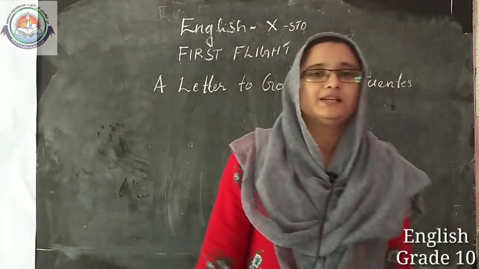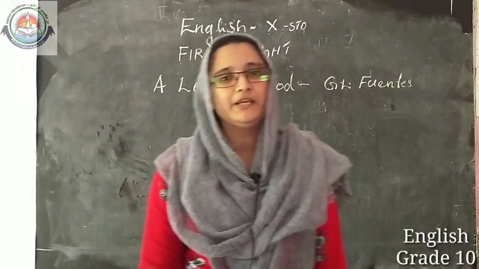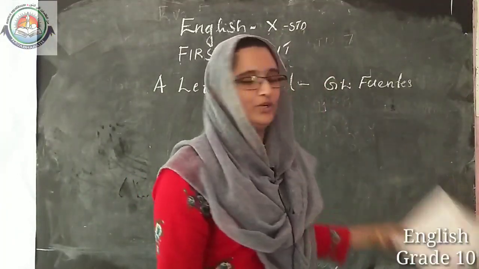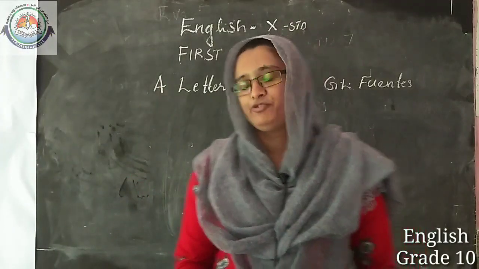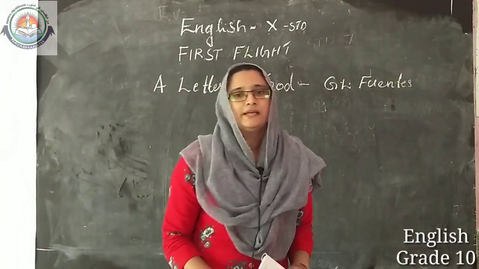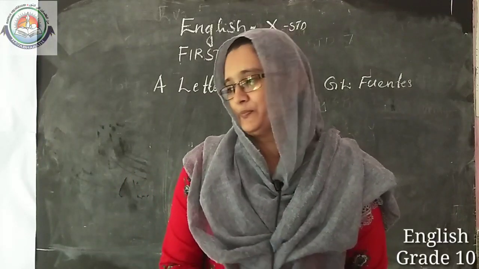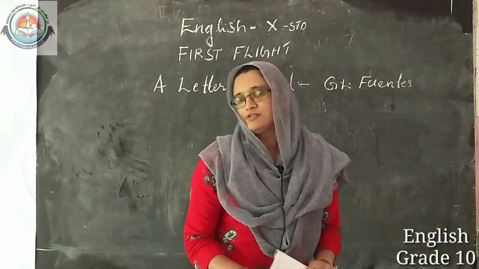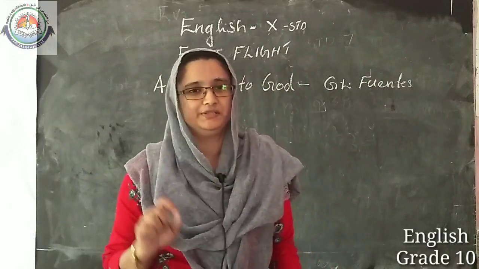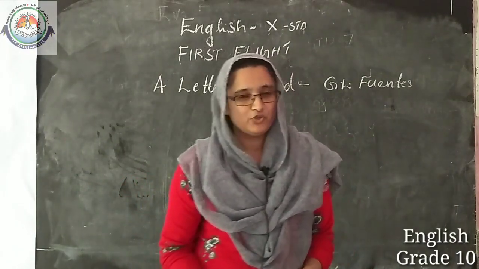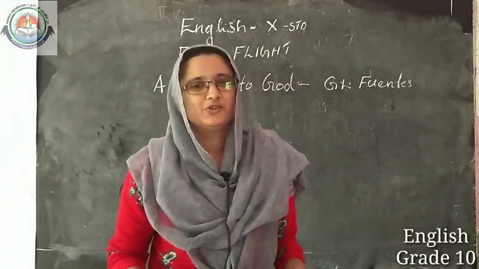Before entering into the lesson, let me give you some idea about the author. The name of the author, I told you, is G.L. Fuentes. His full name is Gregorio Lopez y Fuentes. He was a Mexican novelist, poet and a journalist also. He was one of the leading chroniclers of the Mexican Revolution. That's about G.L. Fuentes.